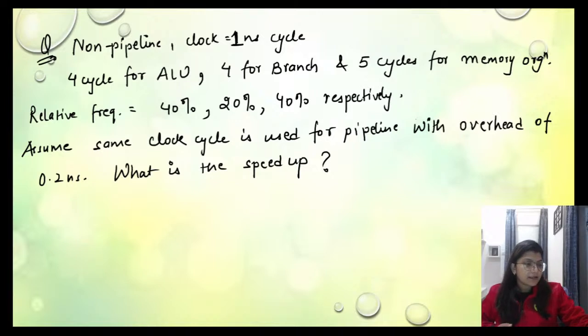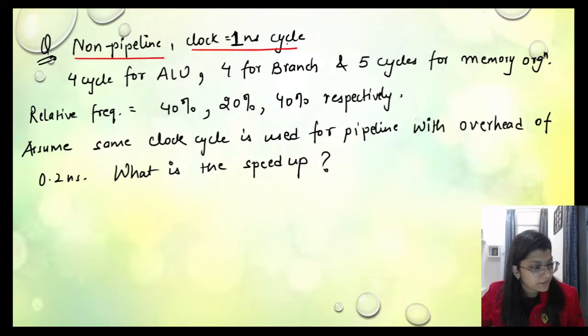ठीक है, यहाँ पे कुछ नहीं है, सिंपल सी कंसेप्ट यहाँ पे जो एक्सप्लेन किया उन्होंने. व्हाट दे हैव सेड इज, पहले आप ये देखो नॉन पाइपलाइन का. ठीक है, व्हाट दे आर सेइंग इज दैट कि इन केस ऑफ नॉन पाइपलाइन क्लॉक साइकिल है 1 नैनोसेकेंड की. ठीक है, एंड ALU अलग एक ऑपरेशन है, एक आपका ब्रांच ऑपरेशन है और एक आपका मेमोरी ऑर्गेनाइजेशन है. ठीक है, इन सब में कितनी साइकिल लग रही है? ALU में आपकी लग रही है 4 साइकिल, ब्रांच में लग रही है 4 साइकिल और मेमोरी में लग रही है 5 साइकिल.